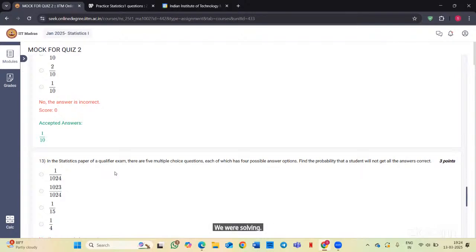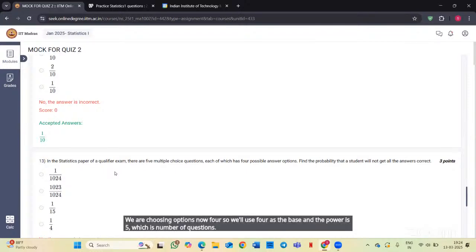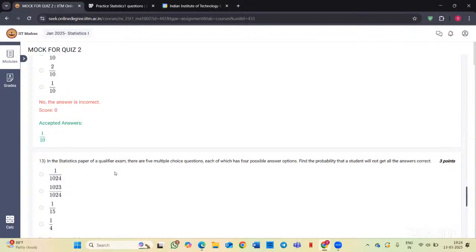Ma'am, I have a silly doubt here. When we take the formula p raised to power q, will we take here 5 raised to power 4 or 4 raised to power 5? How will we decide this? We are choosing options, 4, so we'll use 4 as the base, and the power is 5, which is the number of questions. Got it?